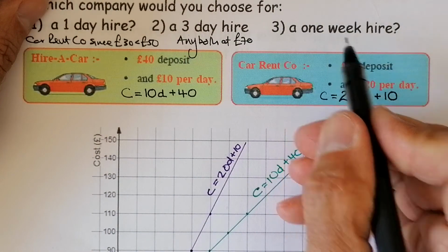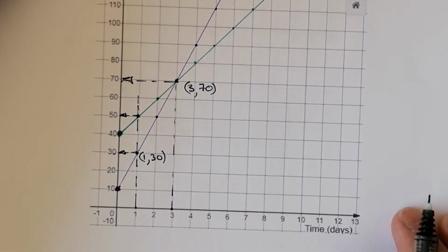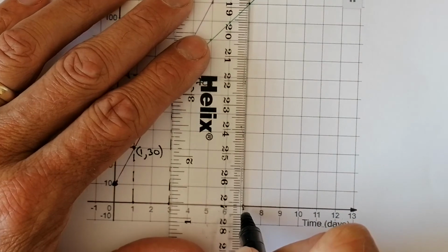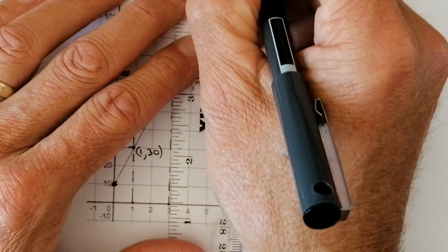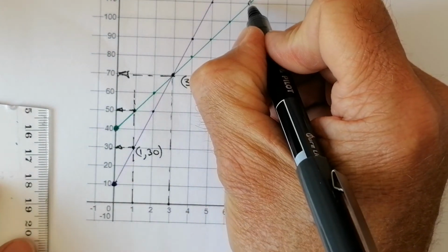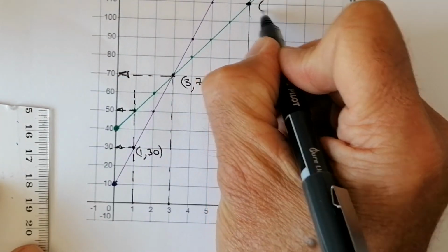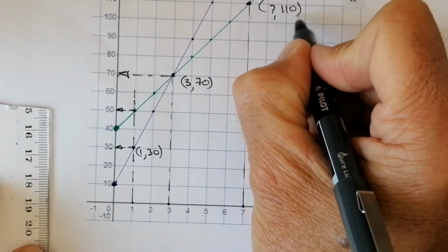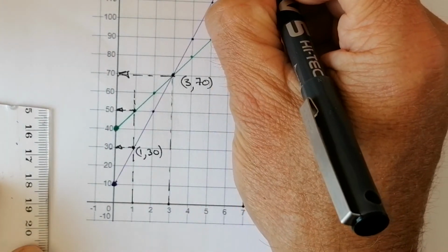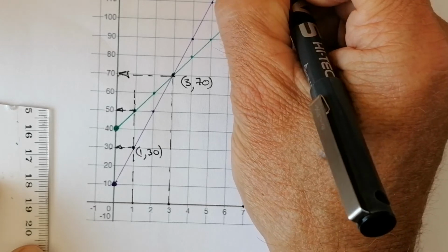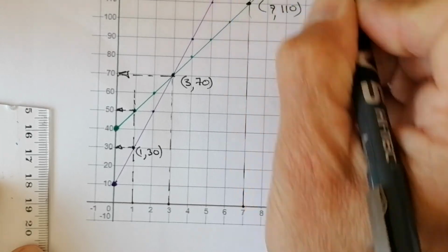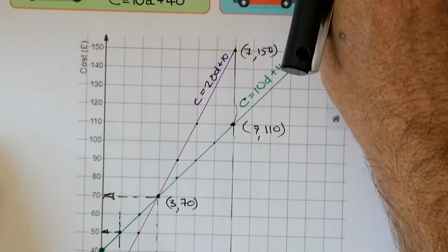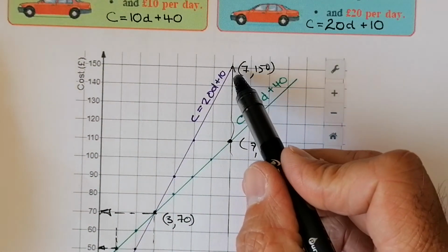The last one is the 1 week hire. So if I look for a 1 week hire, so let's see what we've got. So 1 week, 7 days. So I'm going to go up here. If I go up in that direction, I've got a point there, which is going to be the point 7, 110. And the point up here, where it crosses over, is 7, 150. So I can see here that one of the companies is going to charge me 110, and one of the companies is going to charge me 150.